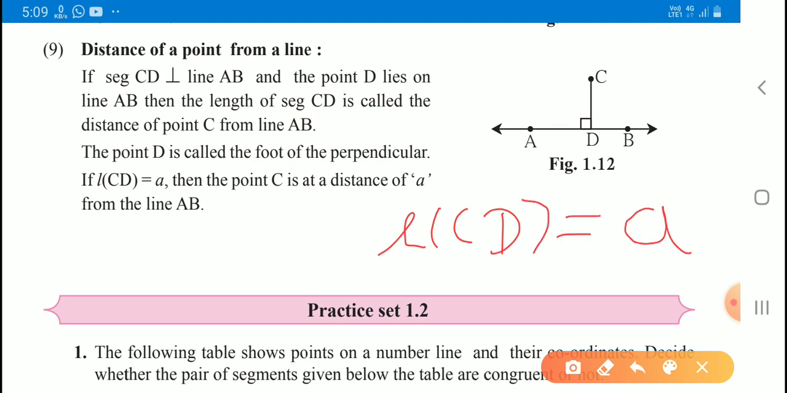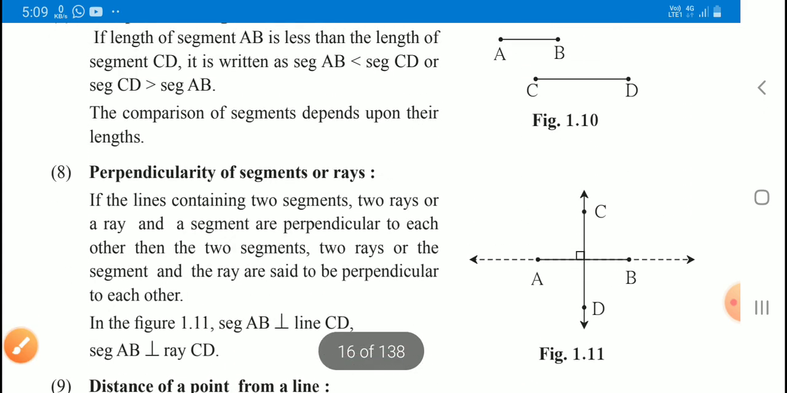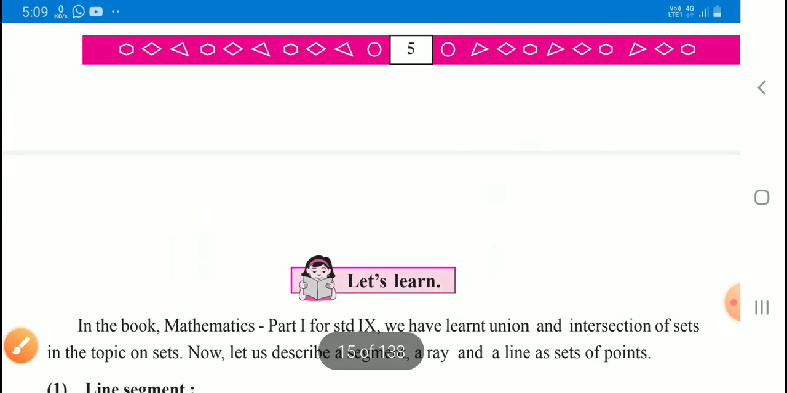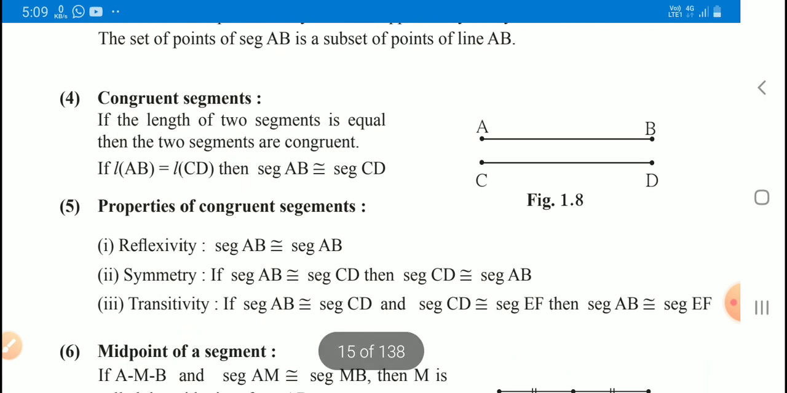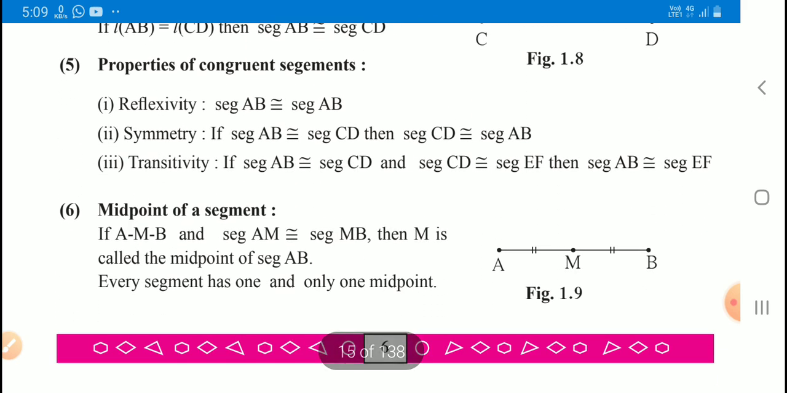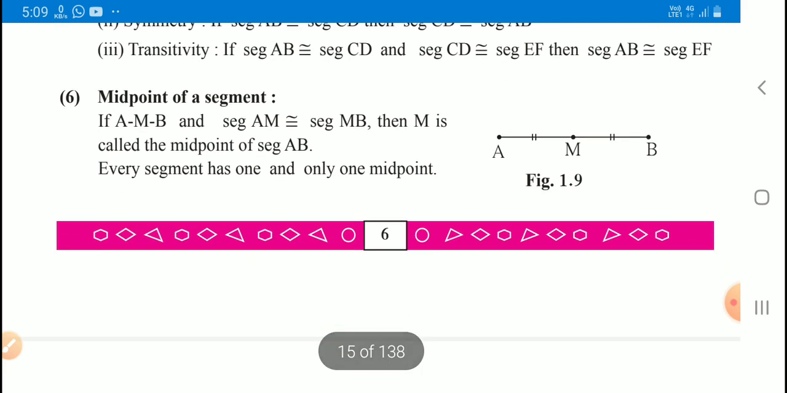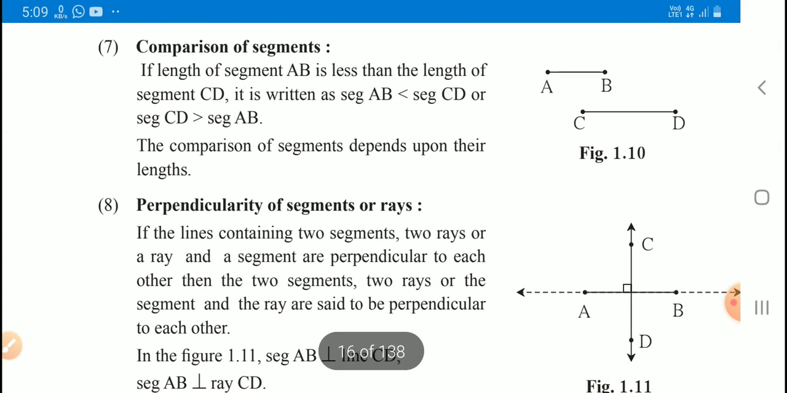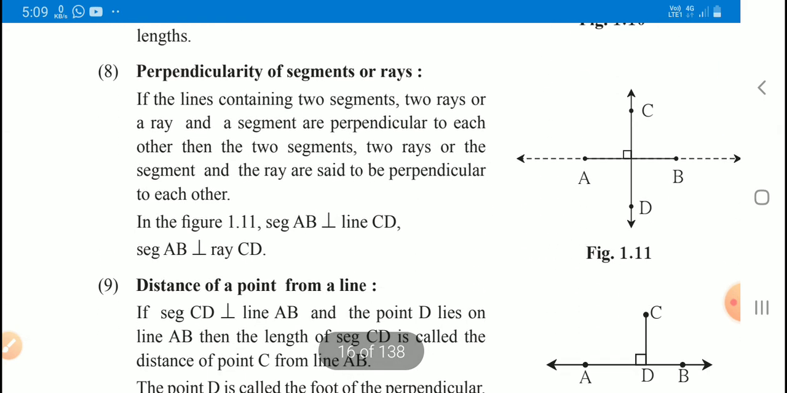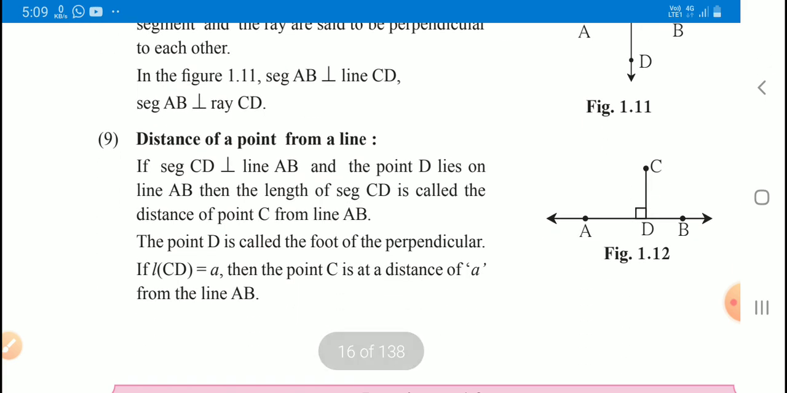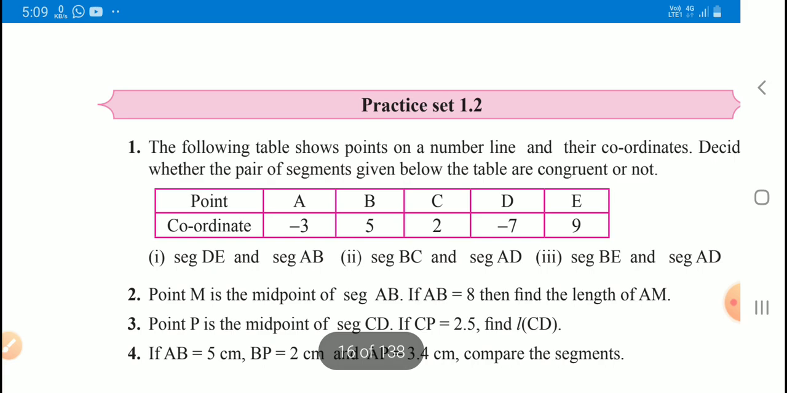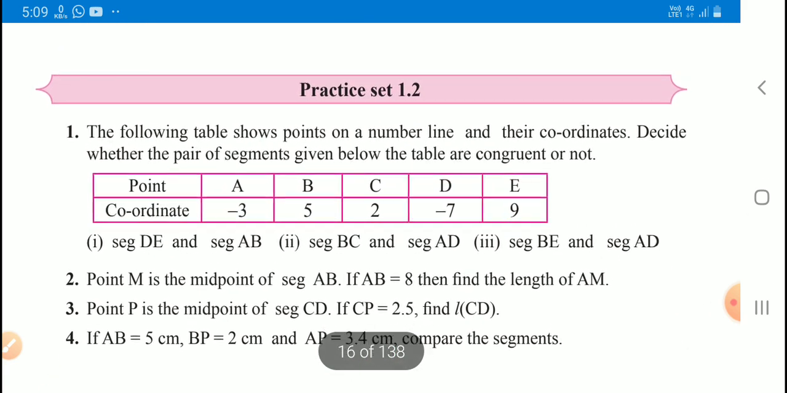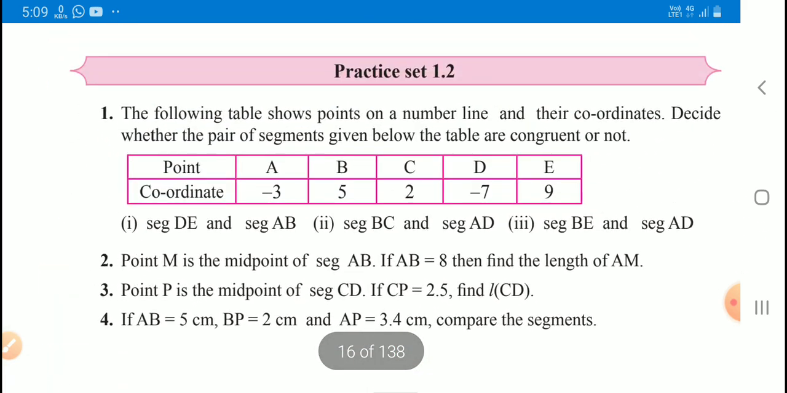So we have seen topics such as line segment, ray AB, line AB, congruent segments, the properties of congruent segments, midpoint of a segment, comparison of segments, perpendicularity of segments or rays, and the distance of a point from a line. By using all this information, you have to solve practice set 1.2.